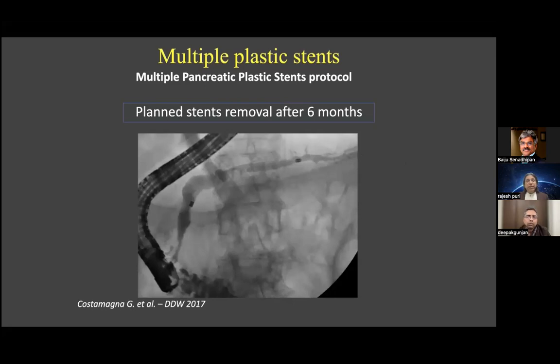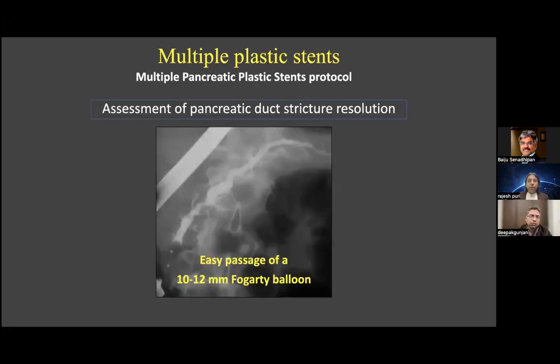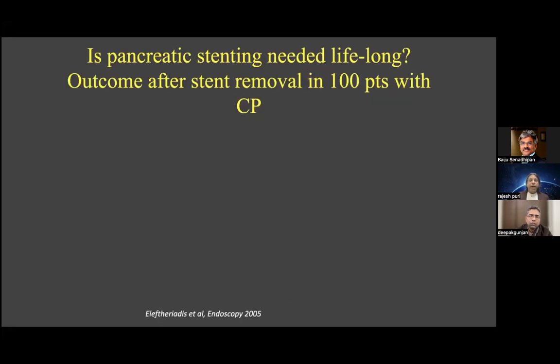You remove the plastic stents within 6 months to 1 year. And how should you know that the stricture has resolved? If there is easy passage of a 10 to 12 millimeter Fogarty balloon, that indicates that the stricture has resolved. Or if drainage of the dye is seen within 1 to 2 minutes, that indicates that your stricture has resolved, and you give the patient a stent-free trial.